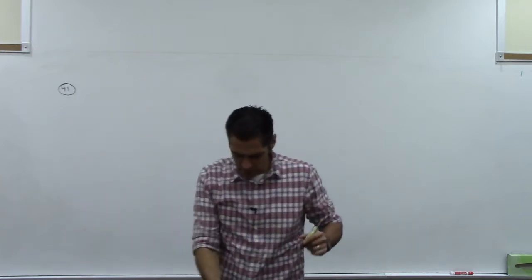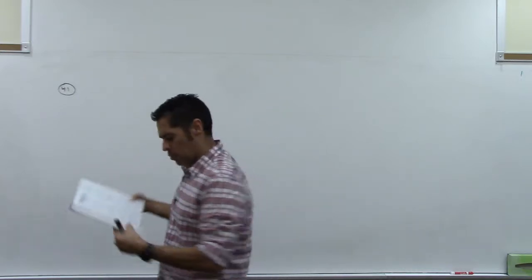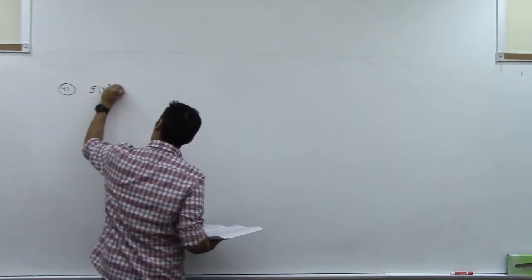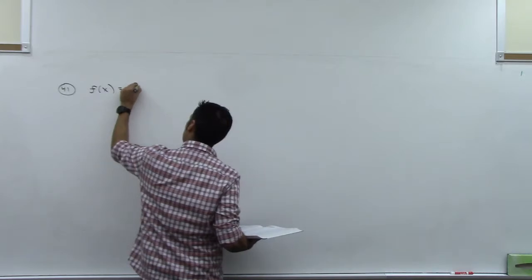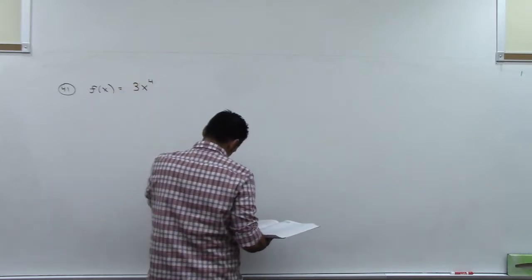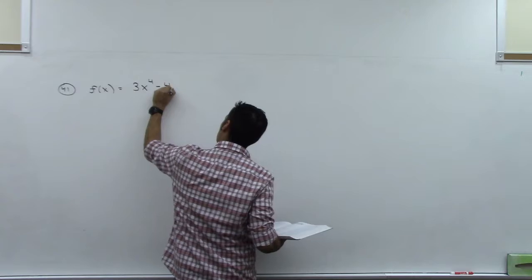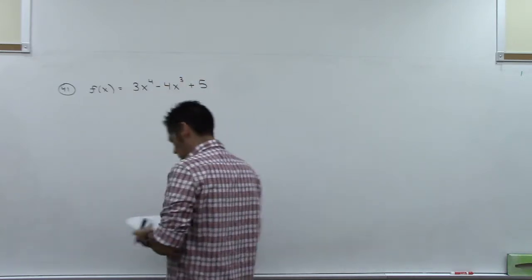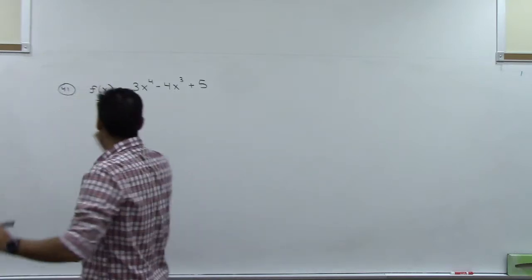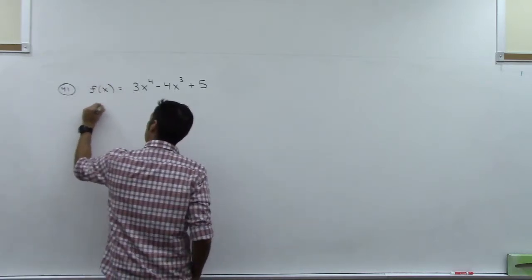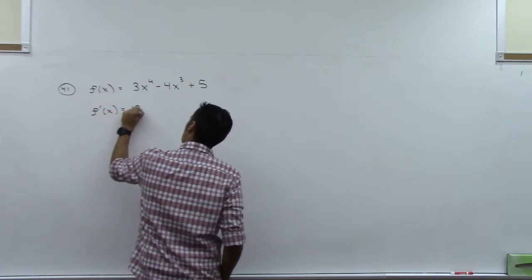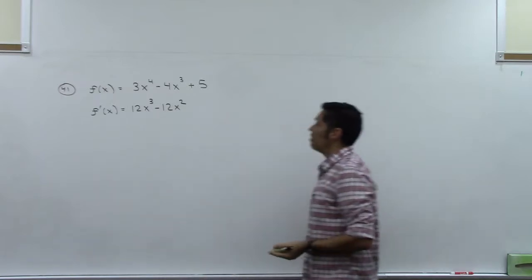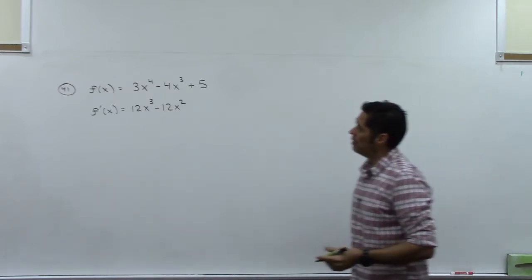All right, for 41, f of x equals 3x to the 4th minus 4x to the 3rd plus 5. Okay, let's take our derivative. 12x cubed minus 12x squared, and that's it. That's the derivative. There's no more work to do there.